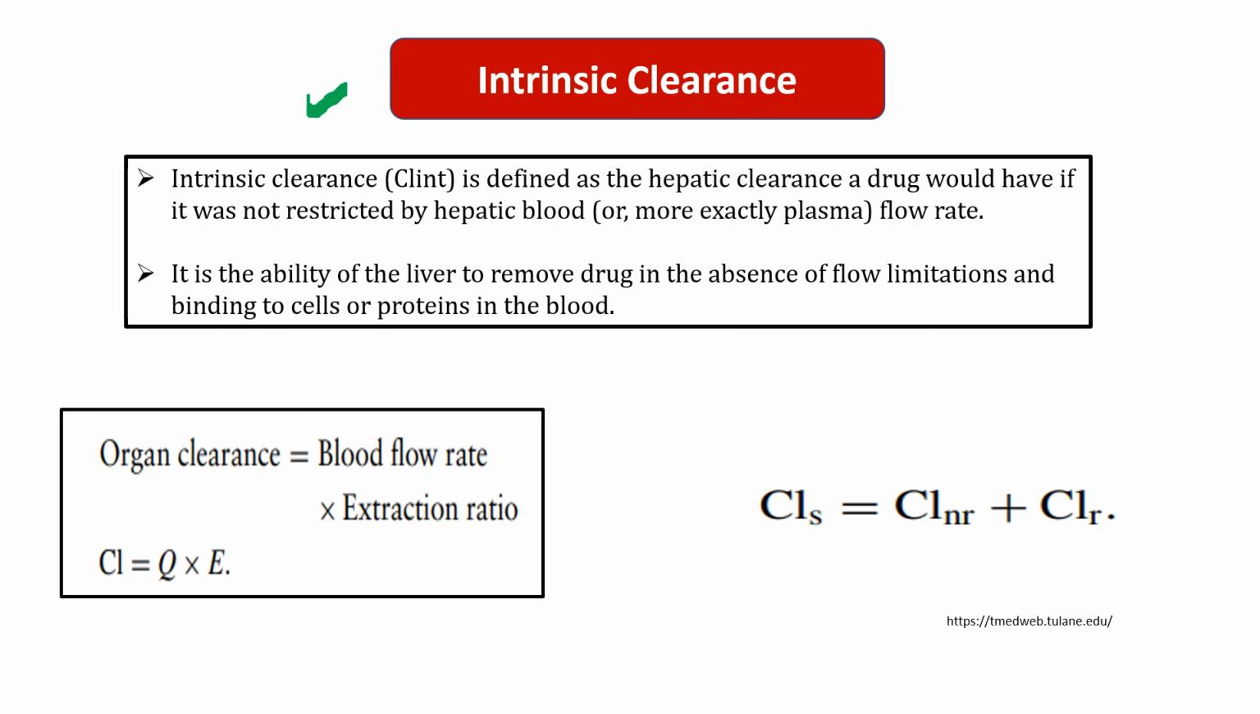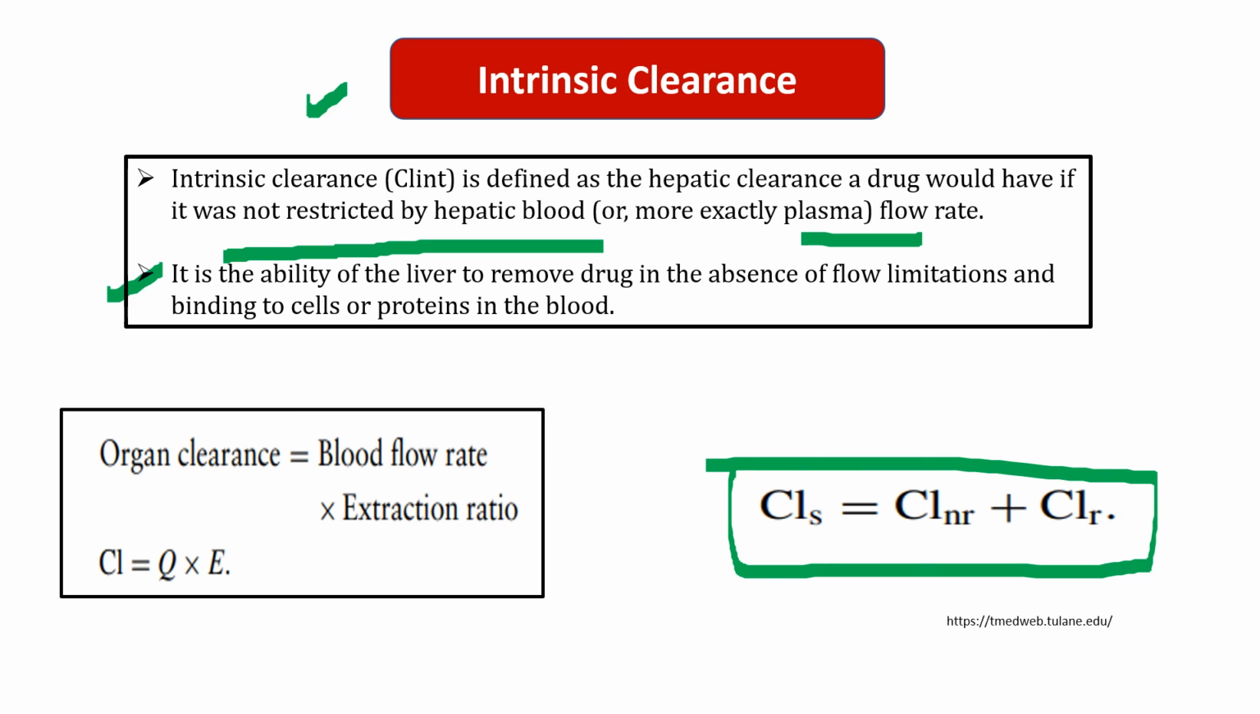It is defined as the hepatic clearance a drug would have if it was not restricted by hepatic blood flow rate. So generally it applies for the intermediate or low extraction ratio. It is the ability of the liver to remove drug in the absence of flow limitation and binding to cells or proteins in the blood. So this is all about intrinsic clearance generally, and this is about the systemic clearance.